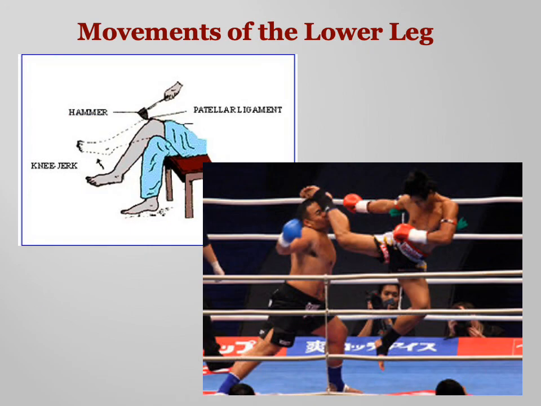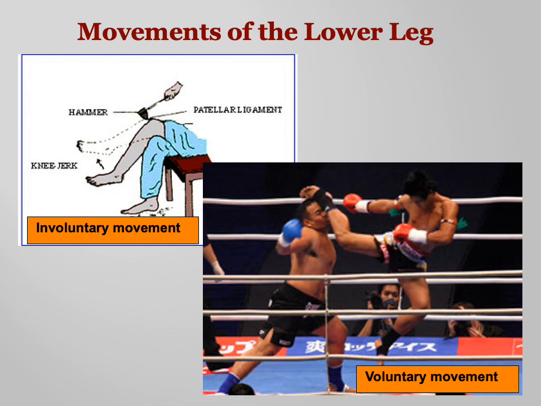And there you see involuntary versus voluntary motion. There is involuntary motion, all right? This is not something you consciously will. This is a reflex arc in the spinal cord, whereas in this case, you are consciously kicking that guy right in the face. And that's awesome.